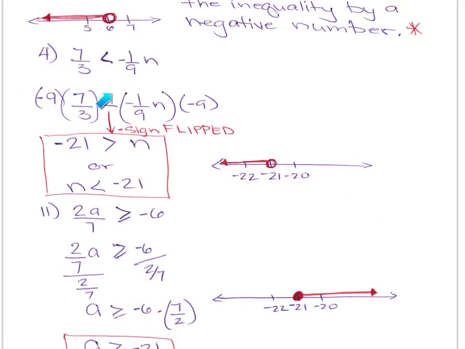Notice that right here, the sign is a less than, but because I multiplied both sides by a negative number, the sign flipped and turned into a greater than symbol. So now if I'm reading this, it's negative 21 is greater than n. Or if I read it from left to right, it's n is less than negative 21.